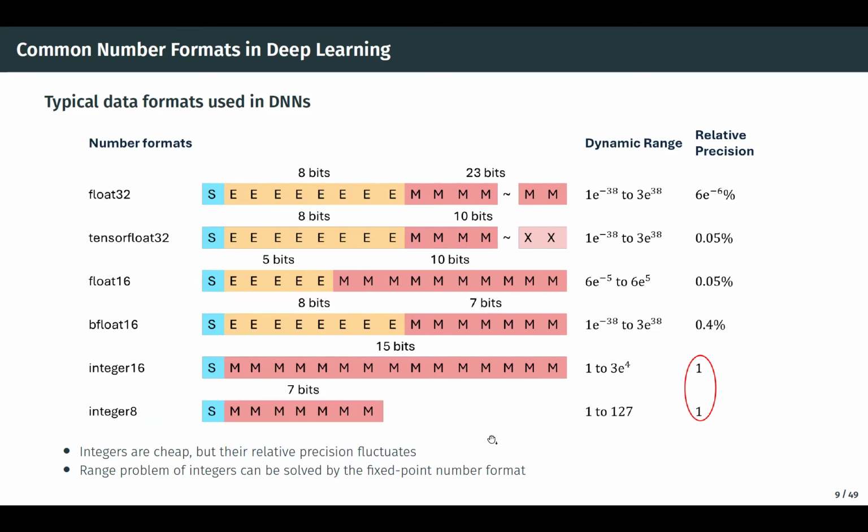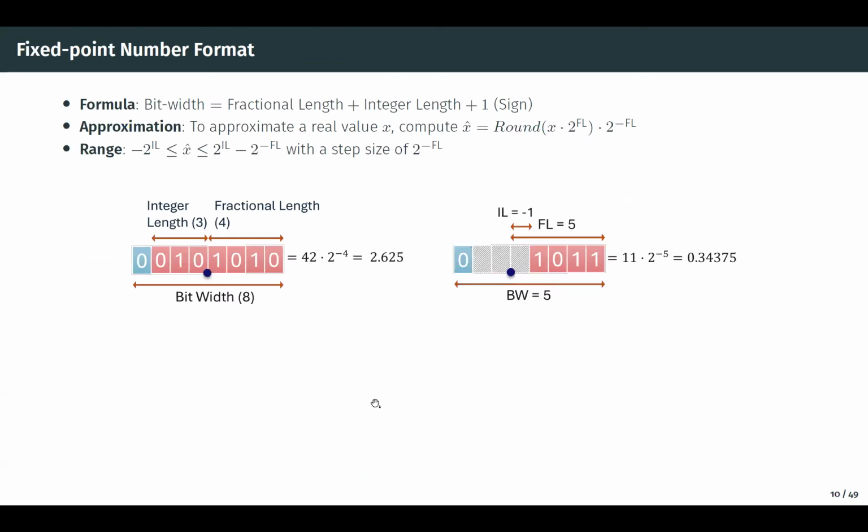So again, we have integer 16, and we are losing the dynamic range as well as the precision until we even get to integer 8, which has only 7 bits of the mantissa. Meaning we do not have an exponent, we have very low precision. Basically, we are moving in steps of 1. And that means we have no precision, not even very low precision.